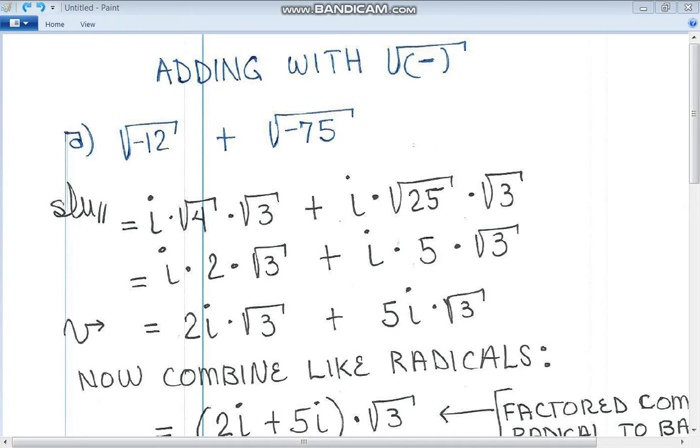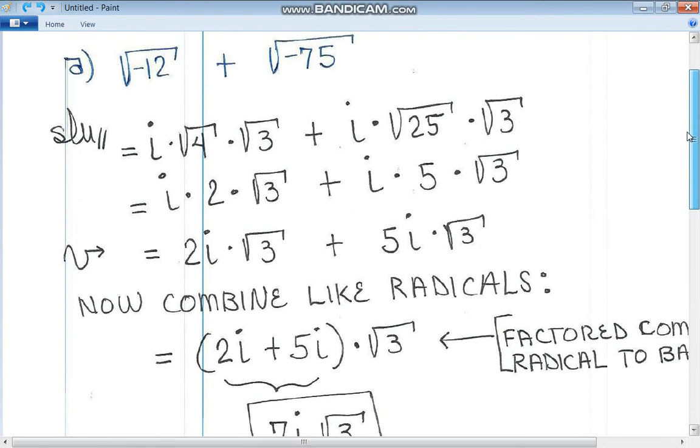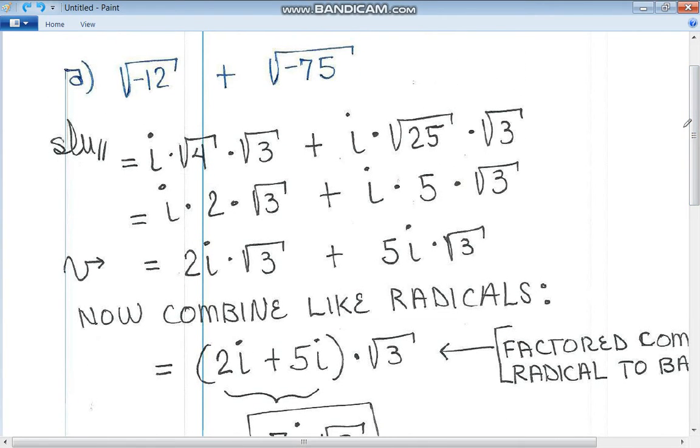Now we're going to add numbers that have the square root of a negative value and see how to express that in terms of this imaginary number i. Part A, we have the square root of negative 12 plus the square root of negative 75. Whenever you are presented with the square root of a negative number, you always pull out the i first.